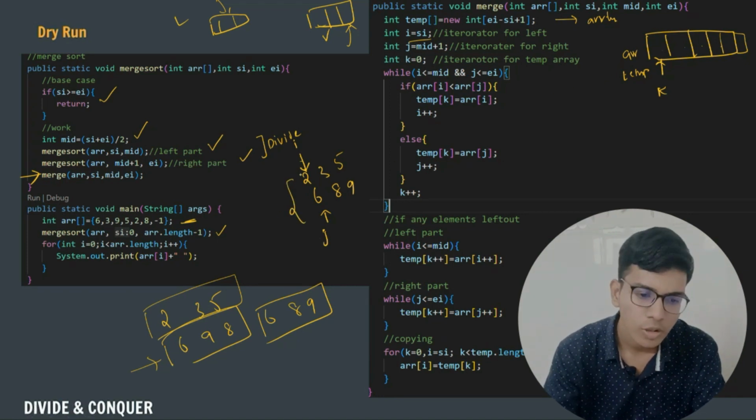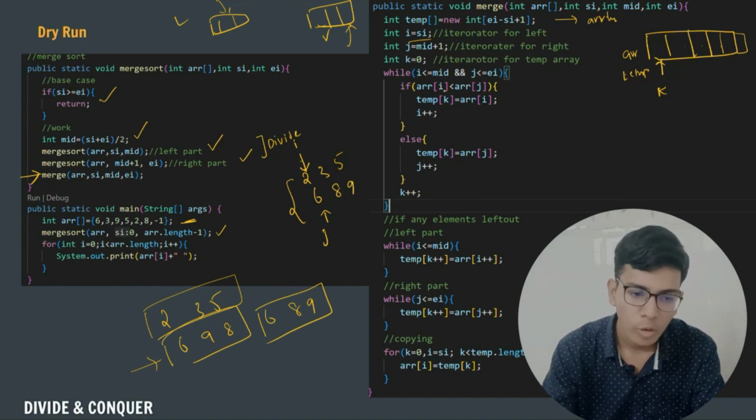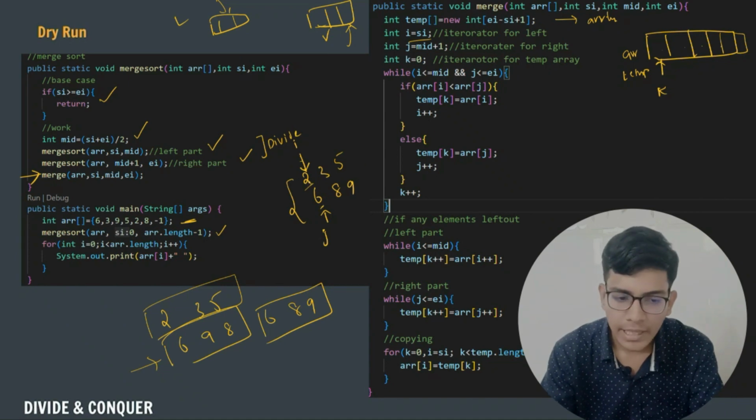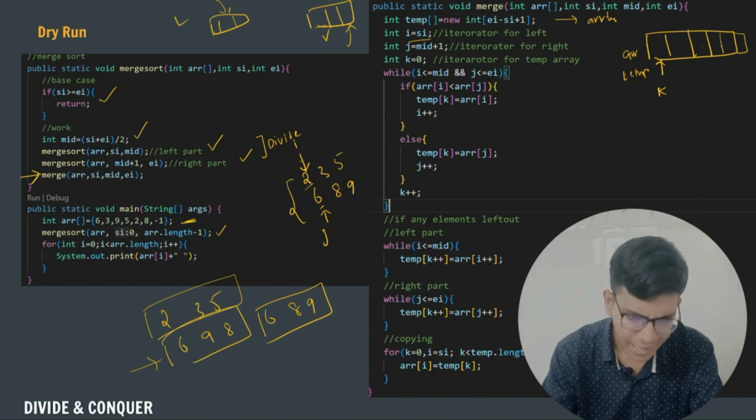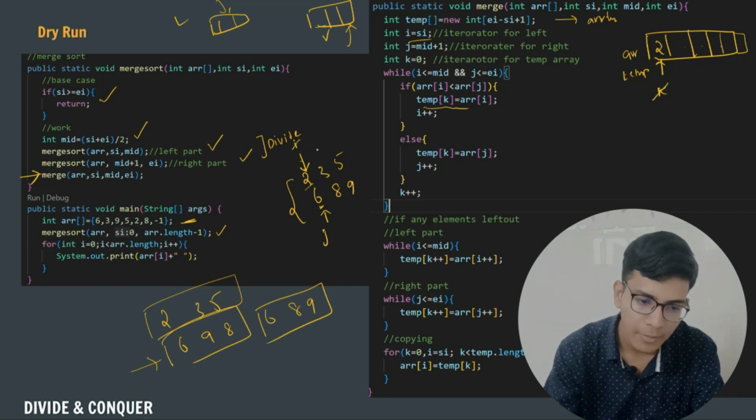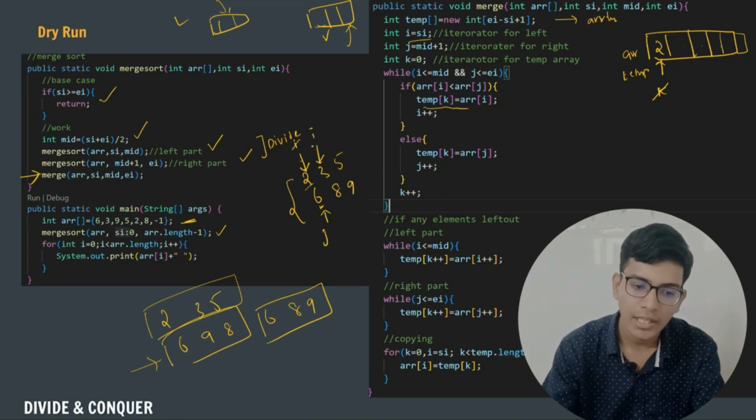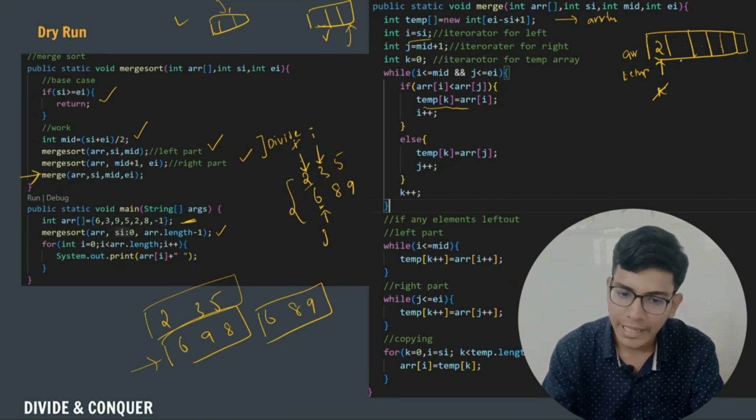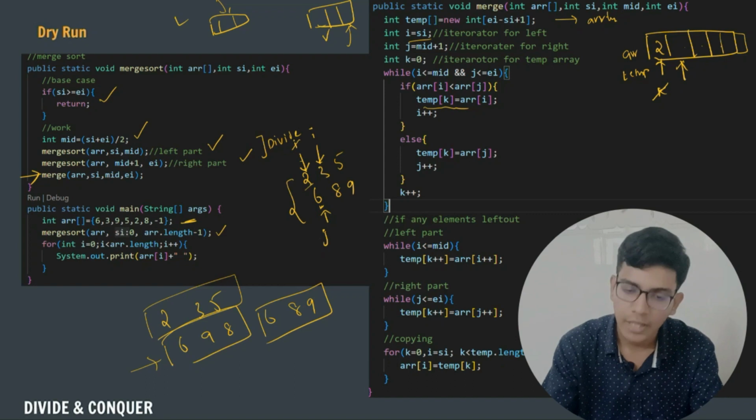Here in the while loop, this is my arr of i and arr of j. I am comparing: if my arr of i, that is 2, is less than arr of j, yes, 2 is less than j. So I add it to my temporary array, and 2 will get here. After that, I will increment the i value, so I will come here. Then I will increment k, so the iterator of k will come here.